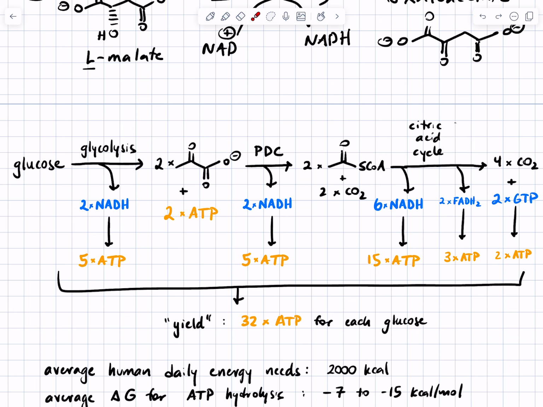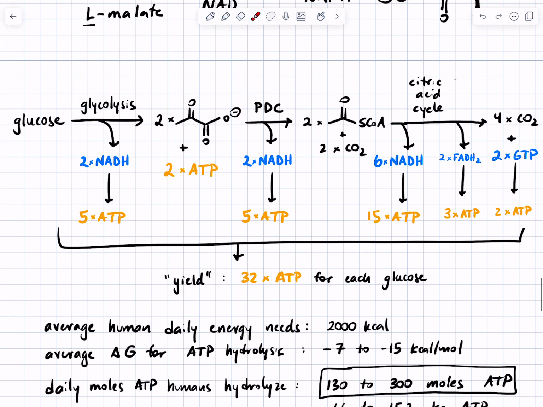The average change in free energy for ATP hydrolysis, this depends on the source, whether you're dealing with standard conditions or actually conditions inside the cell. So I've given you a range of values, but it's on the order of 7 to 15 kilocalories per mole. So from that, you can figure out how many moles of ATP do you need to hydrolyze every day or use every day to stay alive, and therefore how many moles of ATP you need to generate. So you do the math, and you need somewhere between 130 to 300 moles of ATP every day. Now that's, you know what a mole is, right?